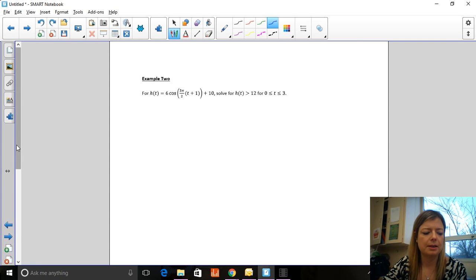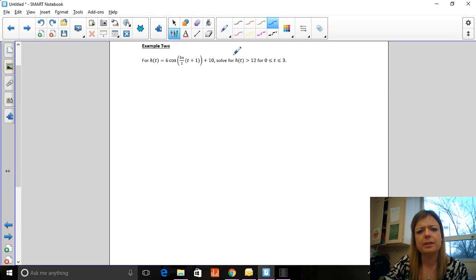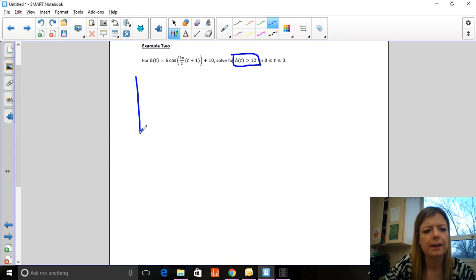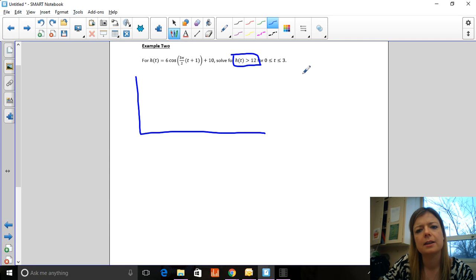Okay, so now we can do example 2. Notice here it's an inequality, so you definitely need your graph to help inform your decision here. All right, so notice this is a cosine curve, and my maximum is going to be 16, and my minimum is going to be 4. So this is all also above the x-axis, so I can just draw it like this. So my max is 16 and my min is 4. My axis is at 10.